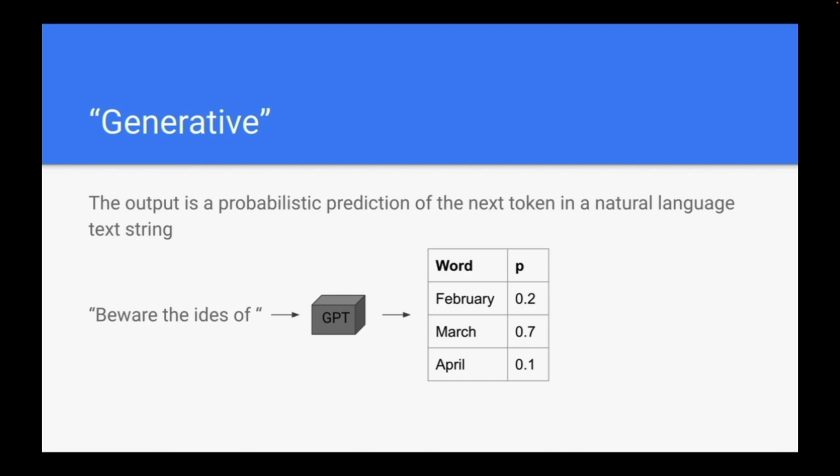And so, in a sense, you can sample from what it gives you, and you can get further text by iterating. So if you say, okay, let's pick March, that's the most probable word coming out of here, then you can feed it next, "Beware the Ides of March," and see where it goes with that. It will give you another word after that. And so this is the sense in which it's generative. It generates these probabilities of the next natural token in a string.